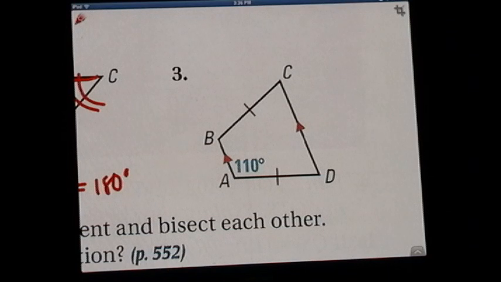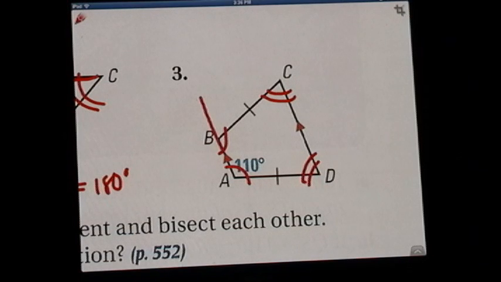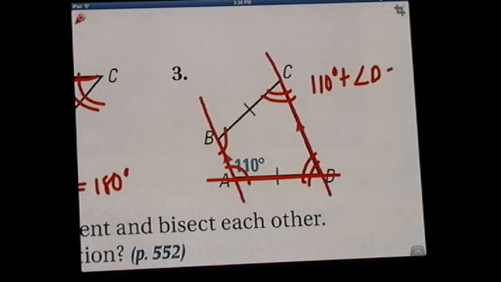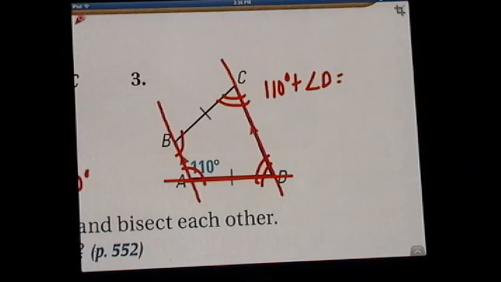Alright, so we have a 110 degree angle here. Our base angles are all congruent. They're not congruent all to each other, but each set is. Since we have parallel lines with a transversal here, that means 110 plus angle D must equal 180. So that you can find them all, angle B is equal to it.